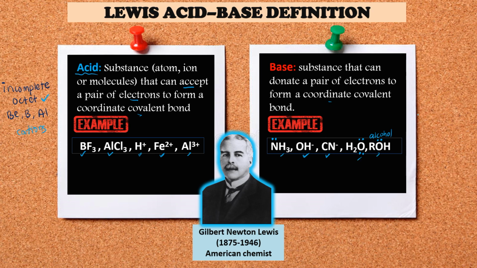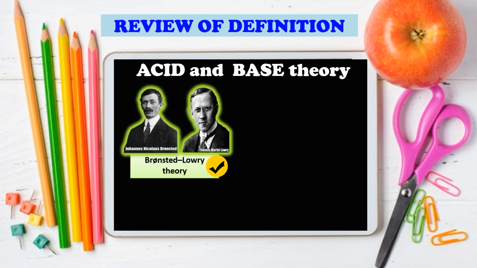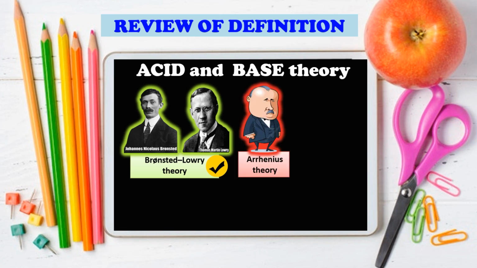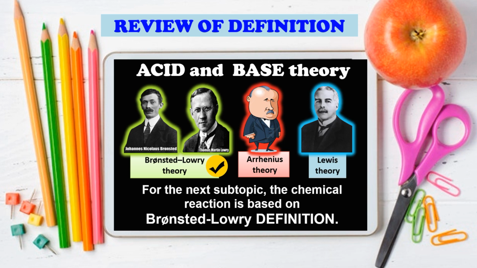One more thing is under expanded octet, for example PCl5. The phosphorus has more than 8 electrons and therefore it can donate a pair of electrons. Review of all the definitions: for acid and base theory, we have 3: Bronsted-Lowry theory, Arrhenius theory, and Lewis theory. For the next chemical reactions, we will use the Bronsted-Lowry definition.